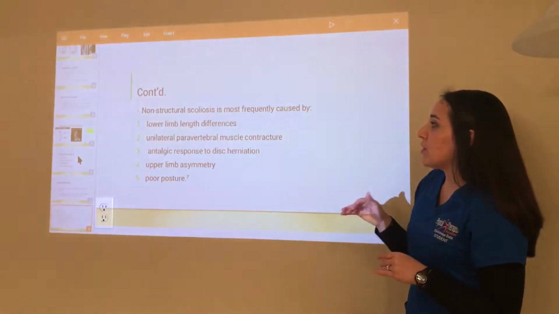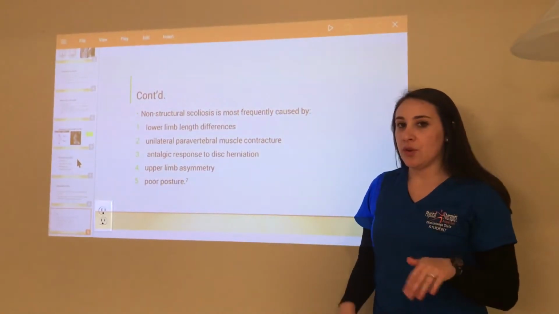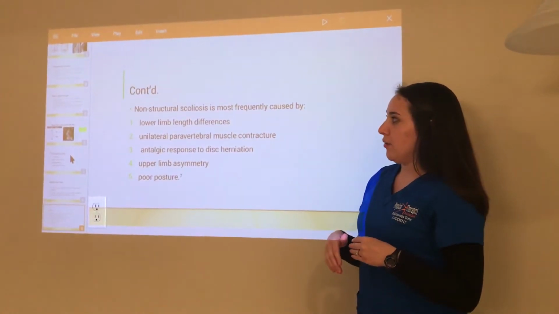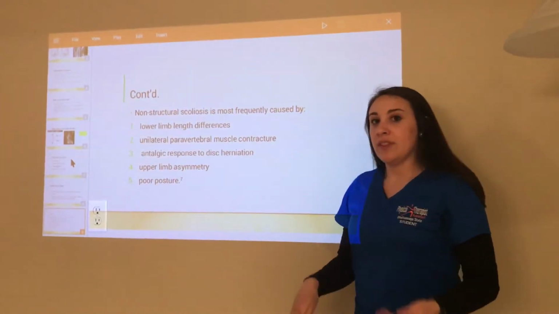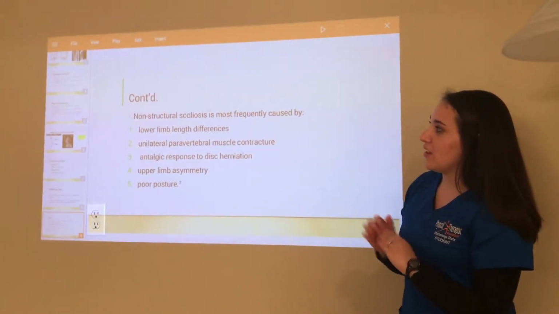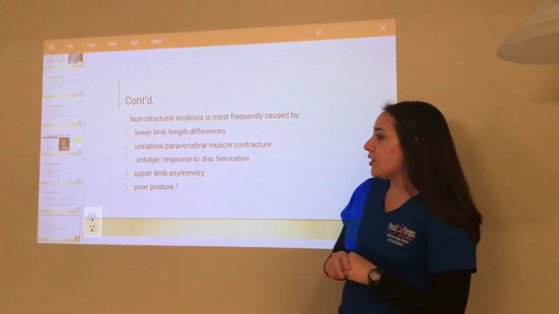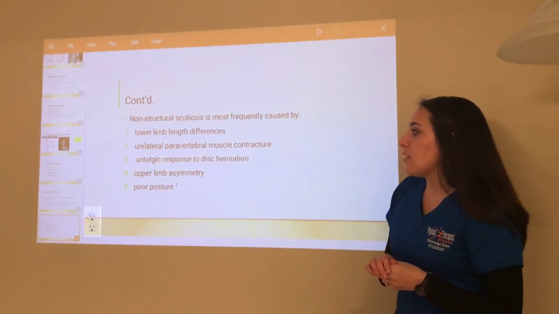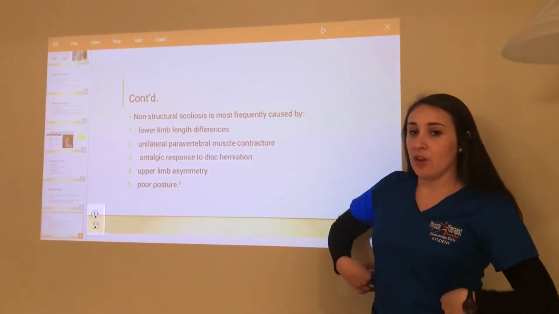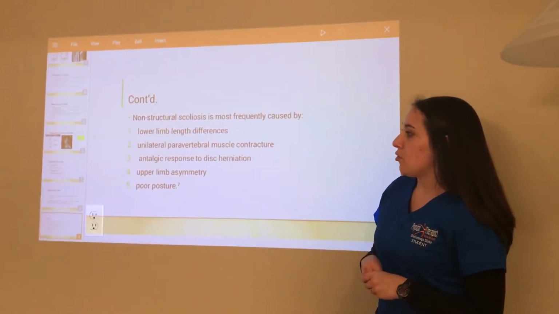Non-structural scoliosis is most frequently caused by lower limb length differences, so one leg being shorter or longer than the other. Walking continuously and living your day-to-day life with that difference can cause definite change in your spine. Unilateral paravertebral muscle contracture, antalgic response to disc herniation, so that pain that they're having on whichever side, and they'll compensate to the other side from that pain, and that can cause deformity.